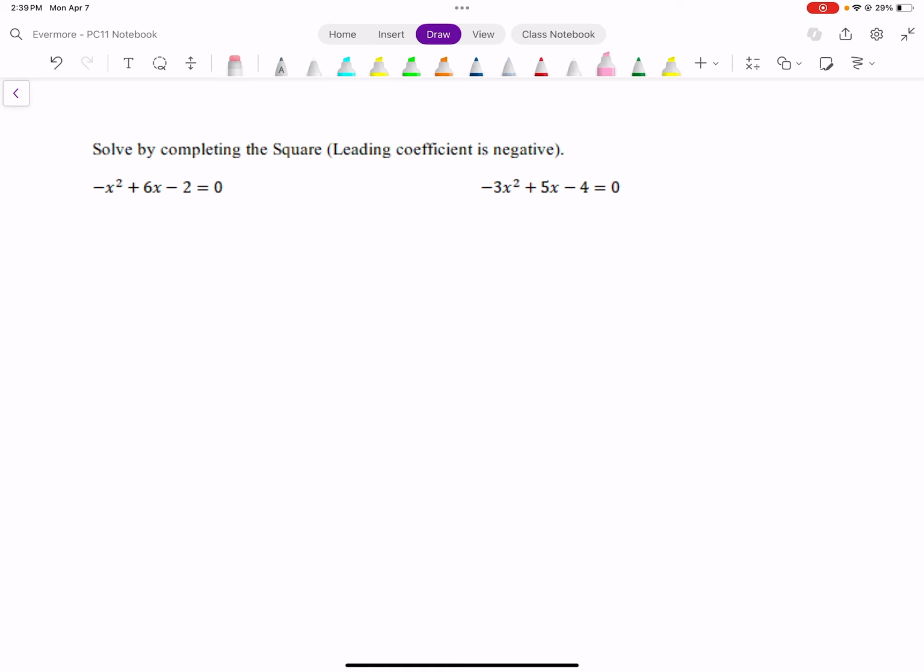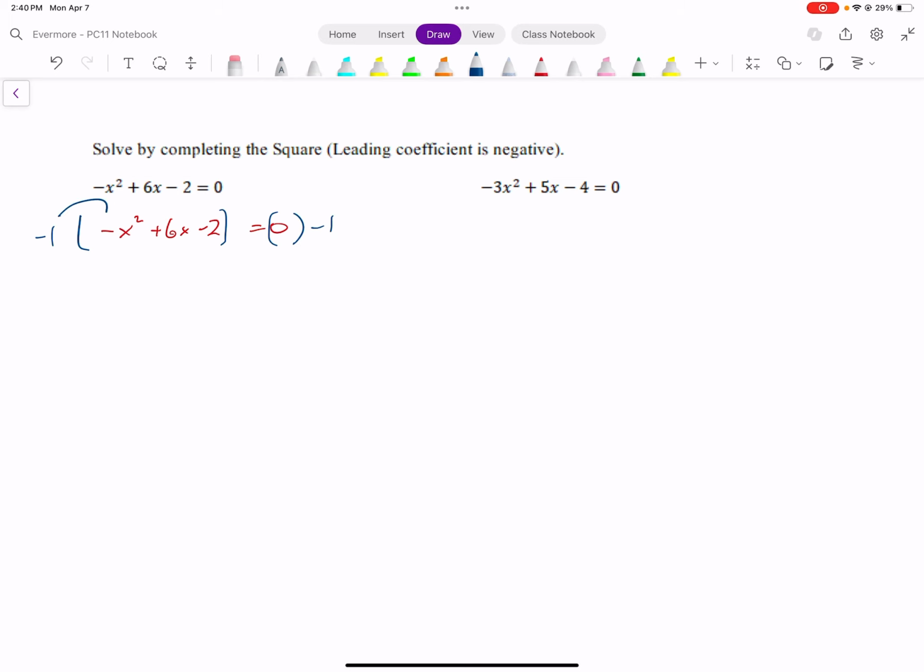Solving by completing the square. Leading coefficient is negative. Fair enough. It's a different thing. But I'm just going to start off with my equation. I'm going to ask myself, well, that leading coefficient is not 1. It's actually negative 1. Is there a way that I can make it positive? I'm going to say absolutely. And that would be to multiply both sides by negative 1.